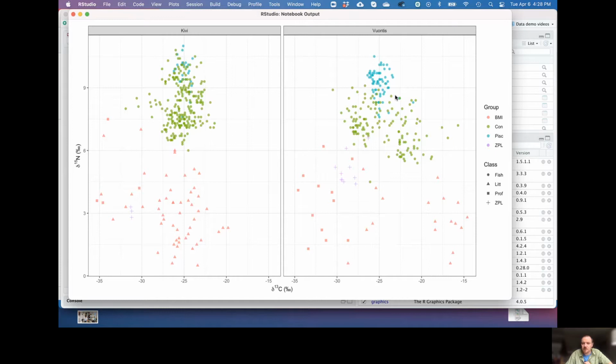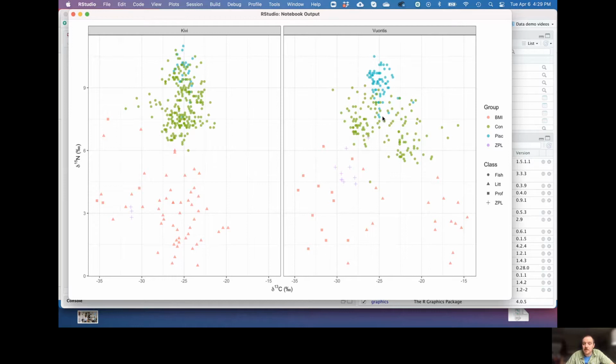Yeah. In Vuontas, they certainly seem to be in a separate group. In Lake Kivi, they seem to be overlapping, and more on that soon, I guess. Okay, so what can we tell about these data? By immediately just having a quick first look, we can see that there's differences in the food webs of the two lakes.